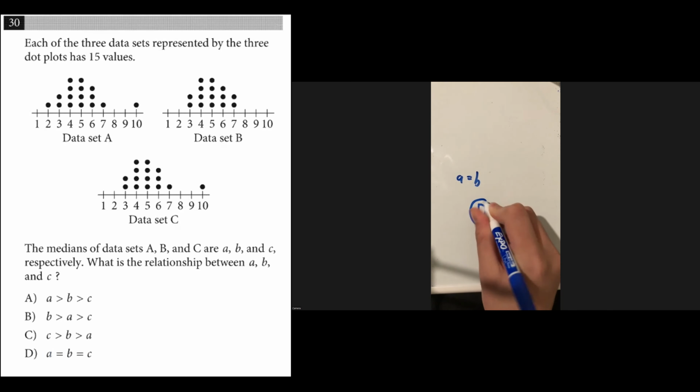We don't need to check C because the answer choices wouldn't match. But the 10 and the 2 would cancel out. And then the rest of the graph from A and B are the exact same. So we would have the exact same median.